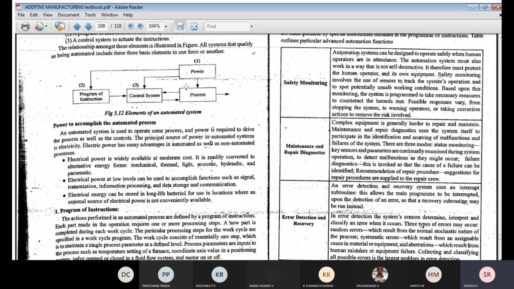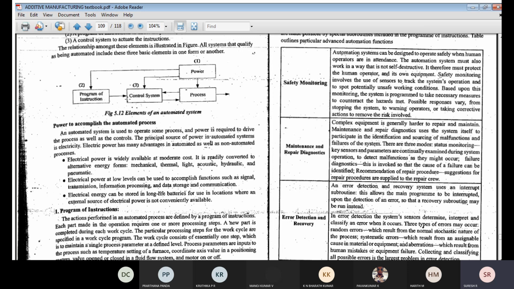Power is the main requirement in the automated system. Without power, we cannot run any system, because if it is entirely automated, power is needed for everything. The second important element is the program of instructions. The program of instructions is nothing but a set of instructions given to the system, which tells the machines what size of particle to manufacture and what the dimensions are. Everything is given to the computer in terms of instructions through the program.